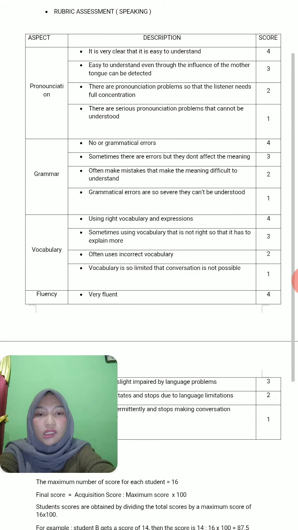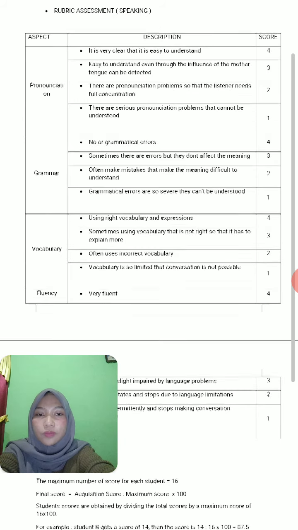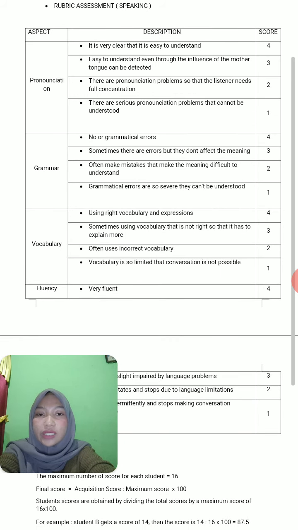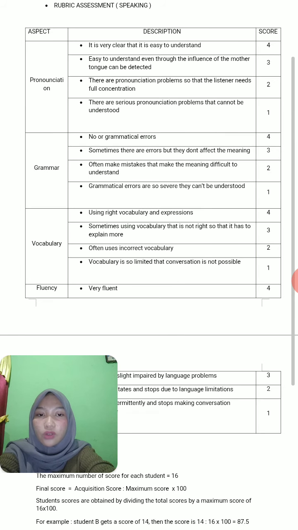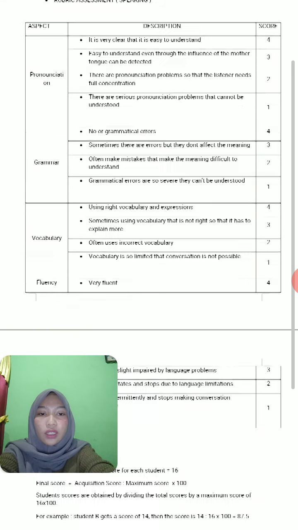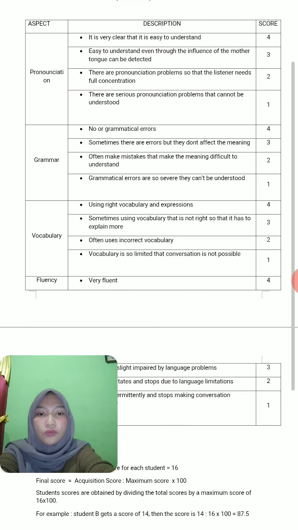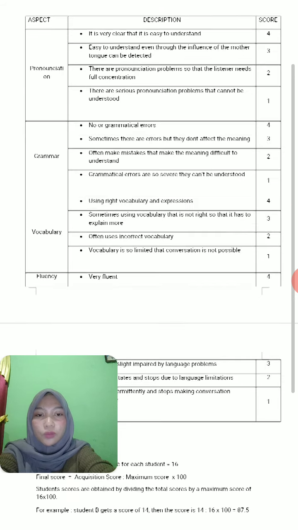In the grammar component, a student will get a score of 4 if there are no grammatical errors, a score of 3 if sometimes there are errors but they don't affect the meaning, a score of 2 if they often make mistakes that make the meaning difficult to understand, and a score of 1 if grammatical errors are so severe they cannot be understood.